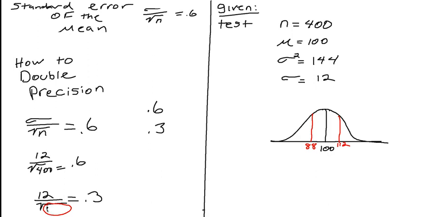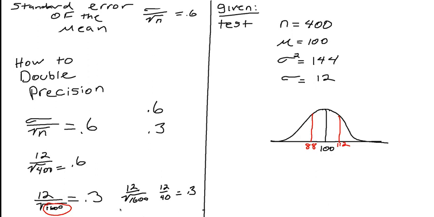In this case, if I look at the number 1600, 12 over the square root of 1600, 12 over 1600 gives us 12 over 40, which gives us 0.3.